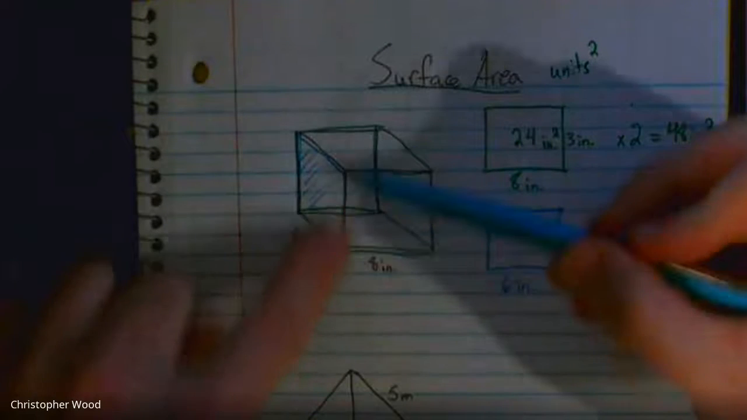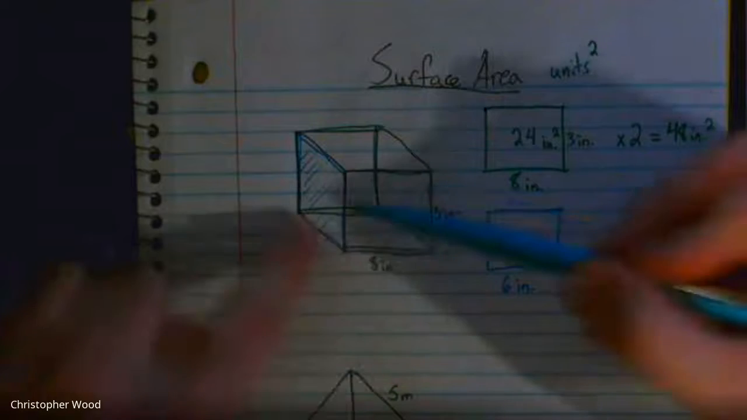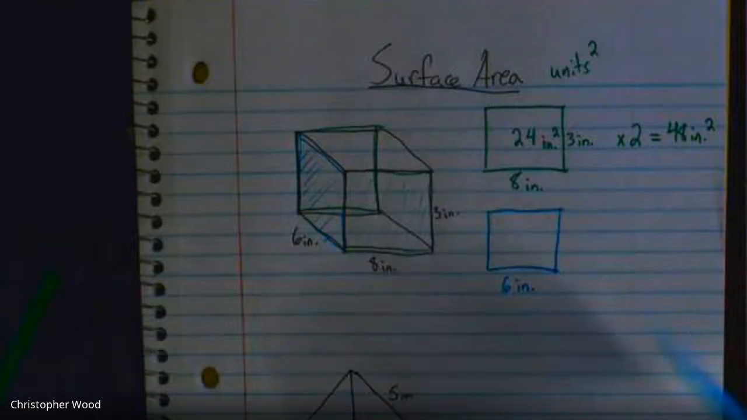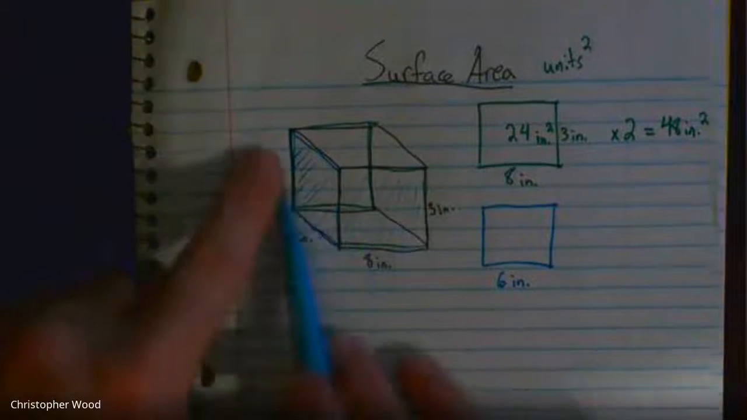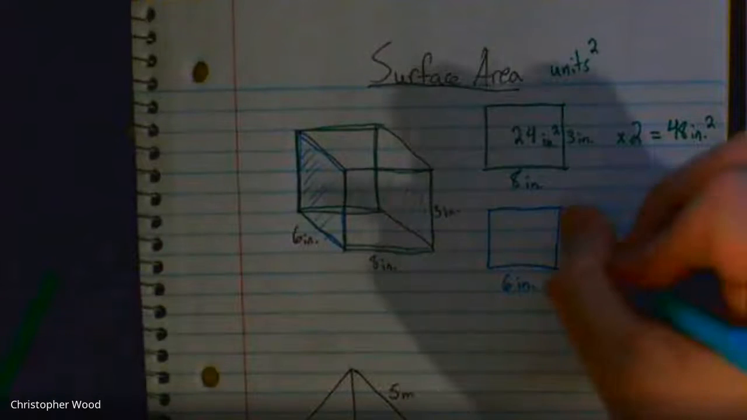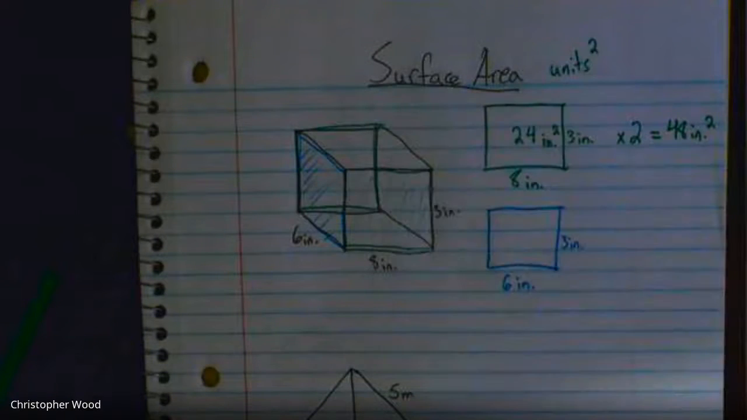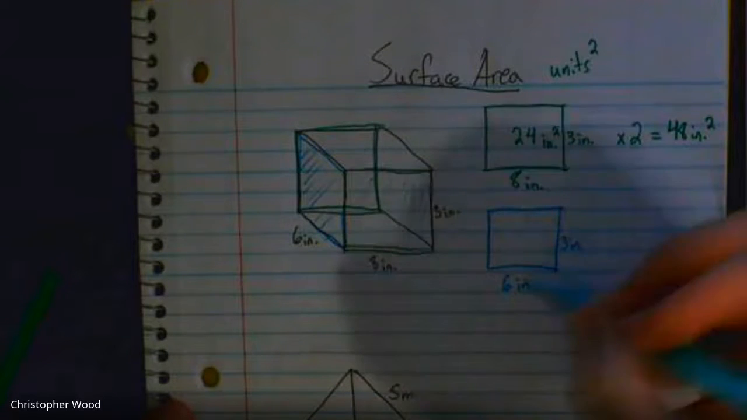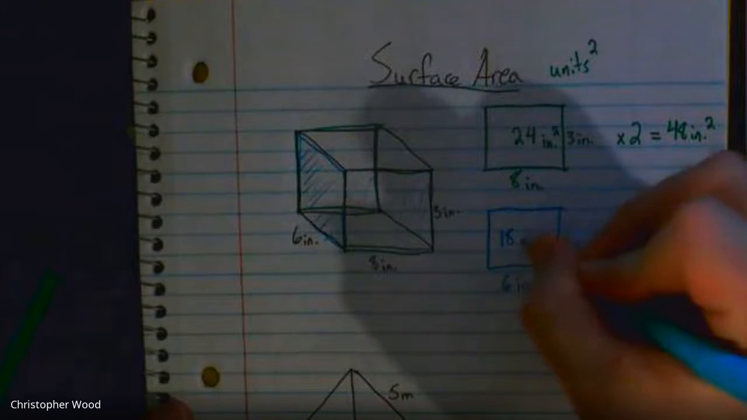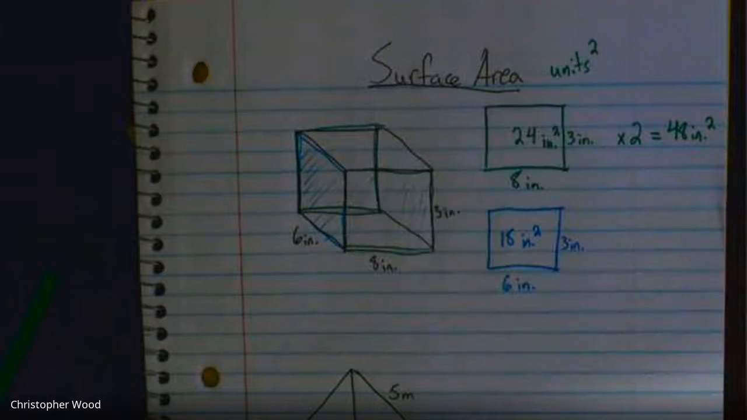And this distance right here, since it's a prism, is going to be the same on the other side. So if this is 3, then all of these are 3 inches tall, and so this figure is also 3 inches tall. Again, find the area of this one piece. 6 times 3 is 18 inches squared because it's area.